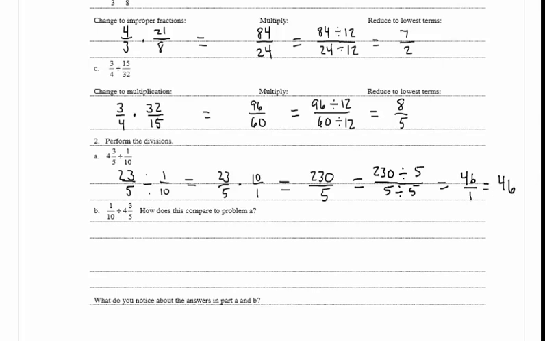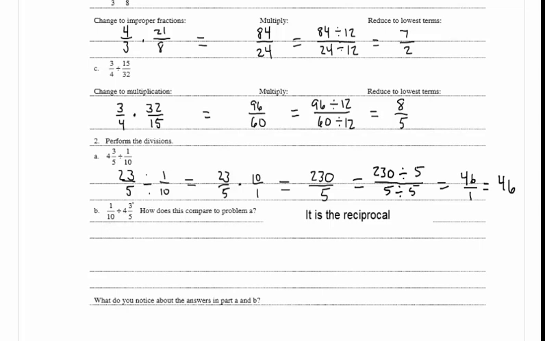Now in B we have 1 over 10 divided by 4 3/5, and it asks, how does this compare to problem A? And if you notice, the order of the division is just swapped. So here we have 4 3/5 divided by 1/10, and now we have 1/10 divided by 4 3/5. It is the reciprocal. So now we're going to go through the same process.